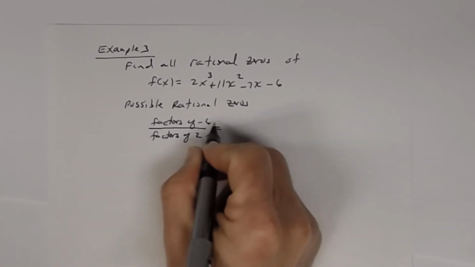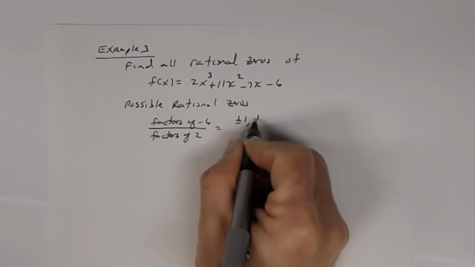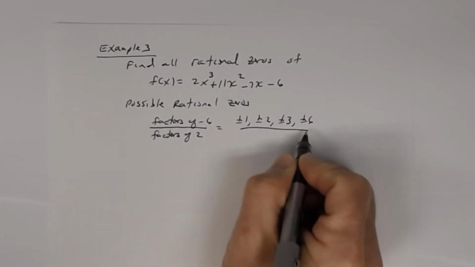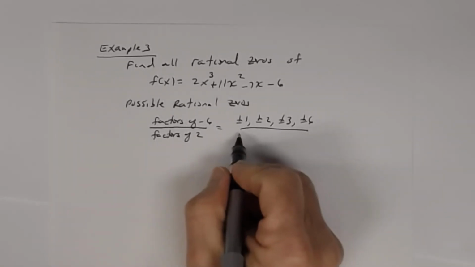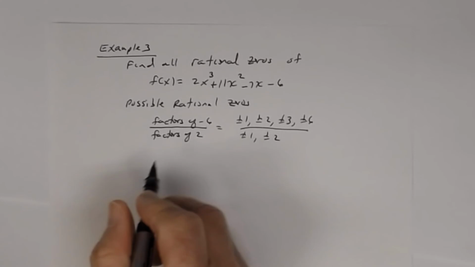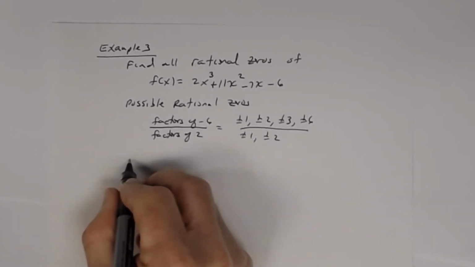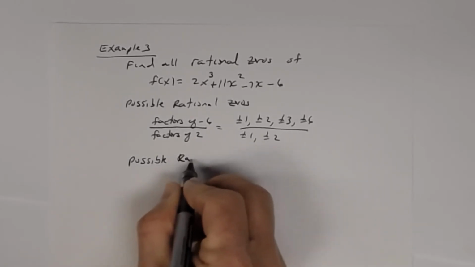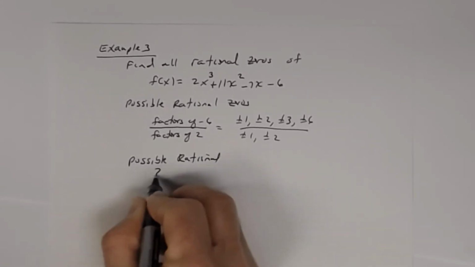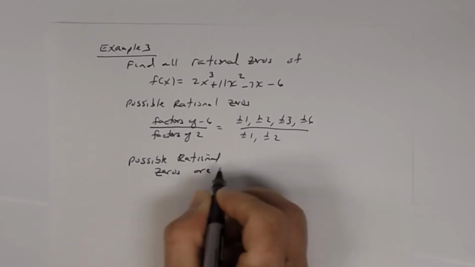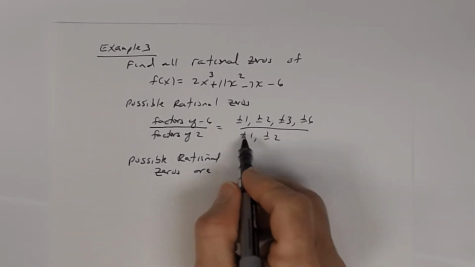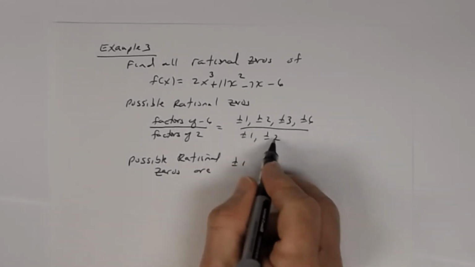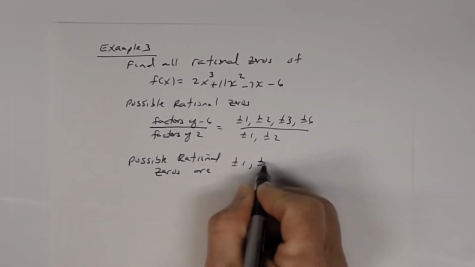And so the factors of 6 will be plus or minus 1, plus or minus 2, plus or minus 3, and plus or minus 6, right? And then the factors of 2 would be plus or minus 1, plus or minus 2. All right, so let's go ahead and rewrite this in a better way. So the possible rational zeros are, okay, let's do each one divided by each one of these. So 1 divided by 1 is 1, so plus or minus 1. 1 divided by 2 is 1 half, plus or minus 1 half.